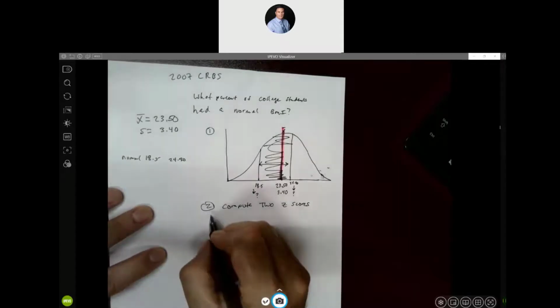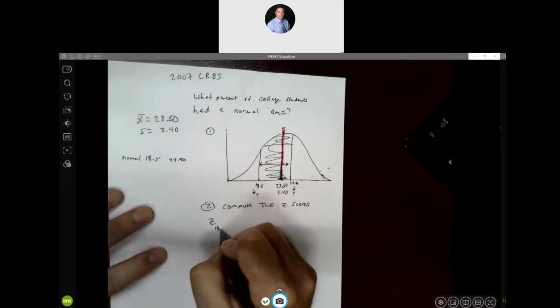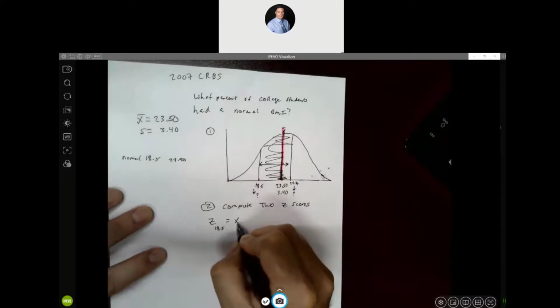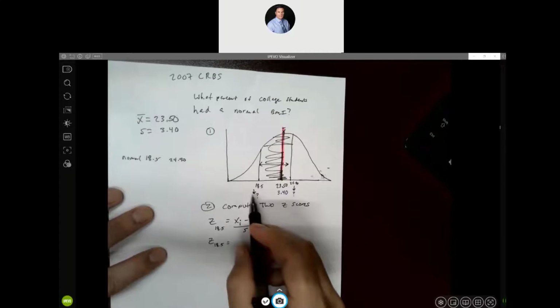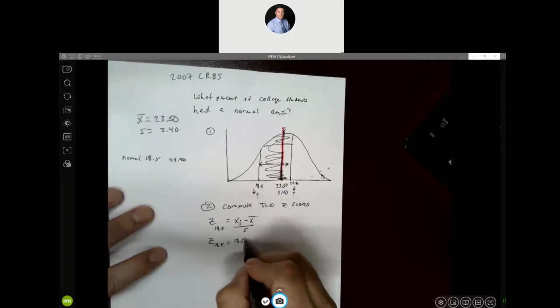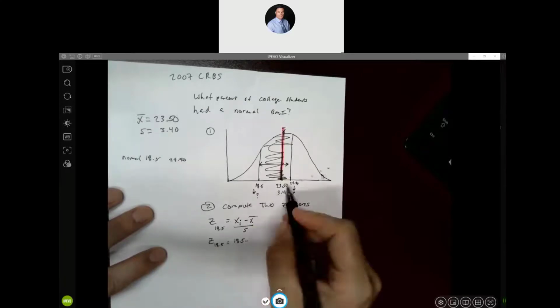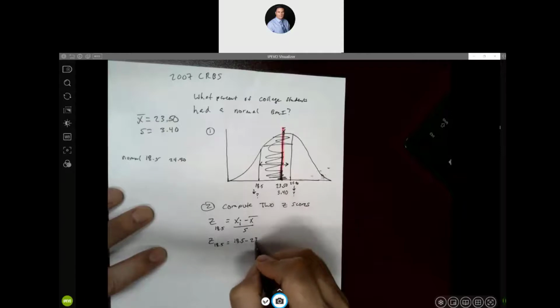So let's compute a z of 18.5. That's going to be equal to x sub i minus x bar over the standard deviation. If we keep working that out, we're going to get the x sub i of 18.5 minus the mean, which is 23.5, divided by the standard deviation, which is 3.40.